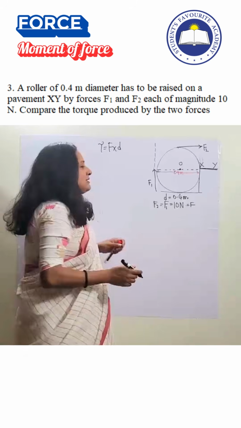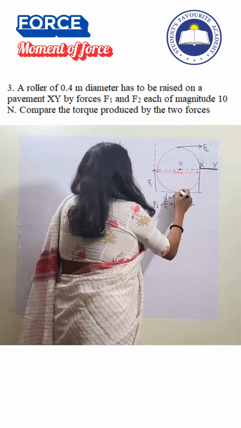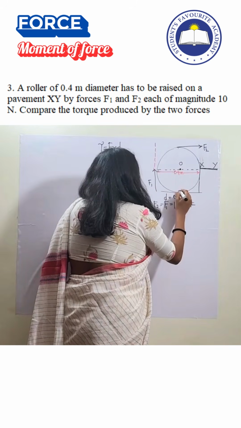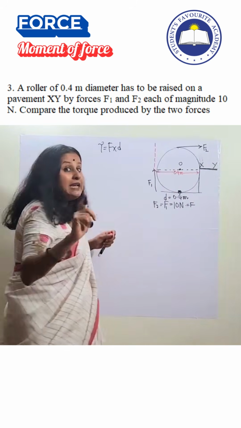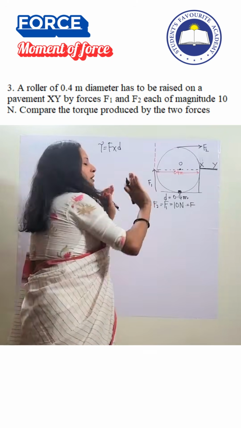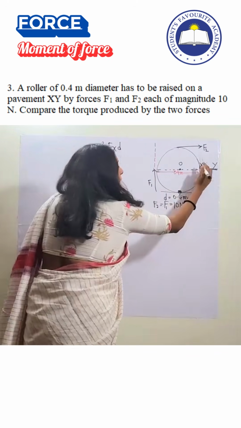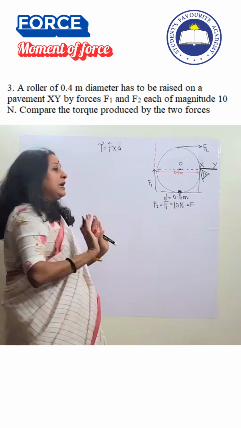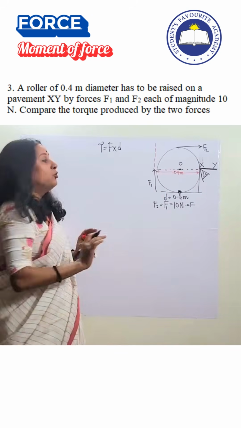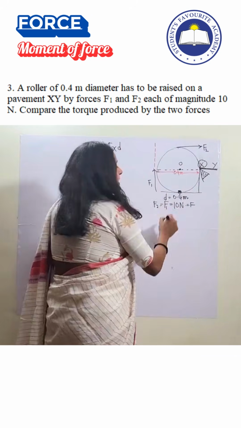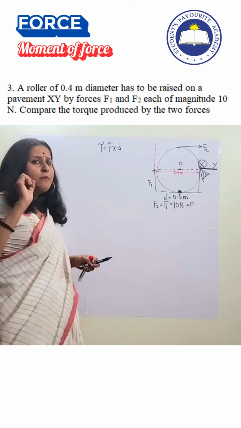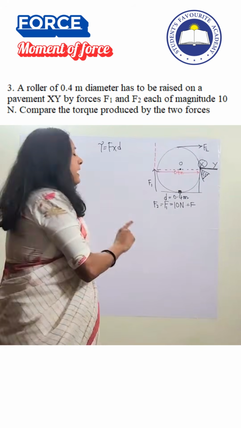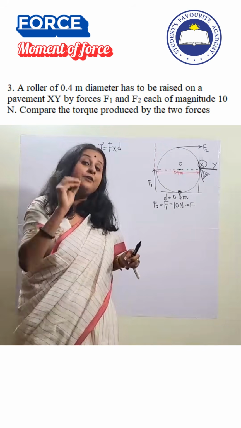Firstly, we have to understand where the pivot is. Many students take the pivot to be this point. It is incorrect. The ball or the roller is going to roll about this point. This is the point about which it is going to have a rotational motion. So your pivot is X, not this point. It is a common mistake that children make when they are trying to identify the pivot.